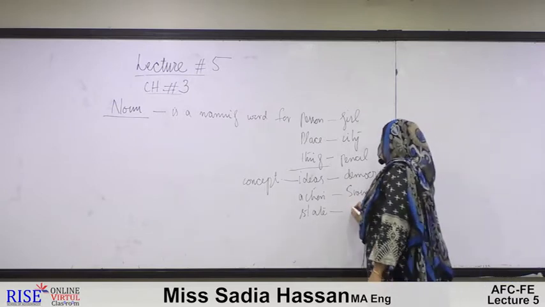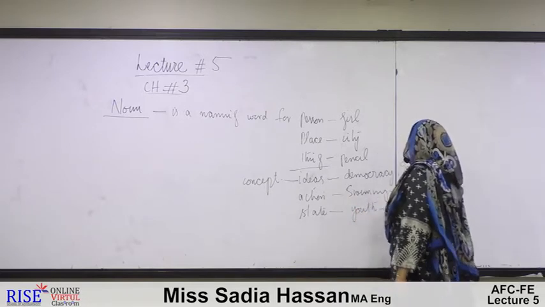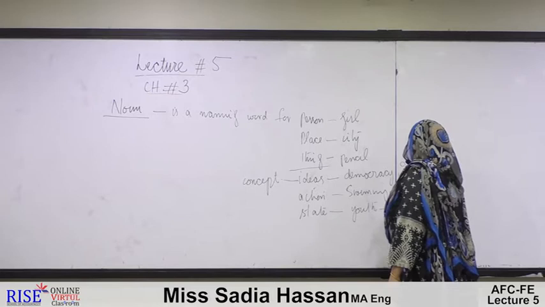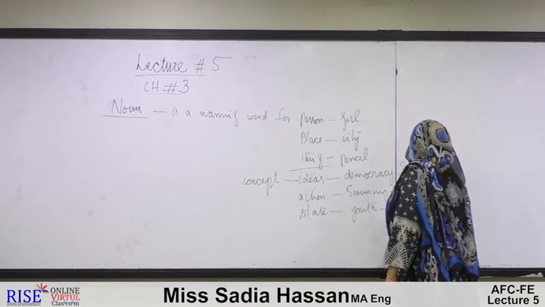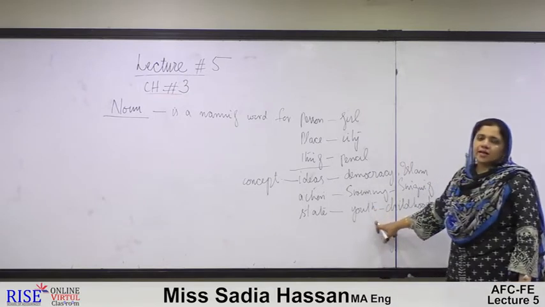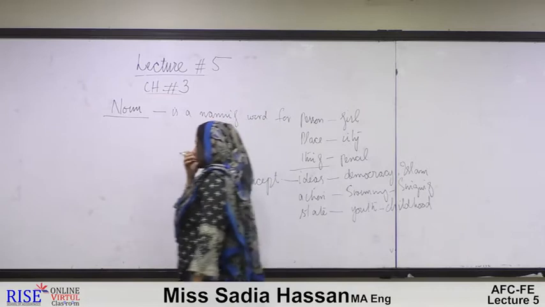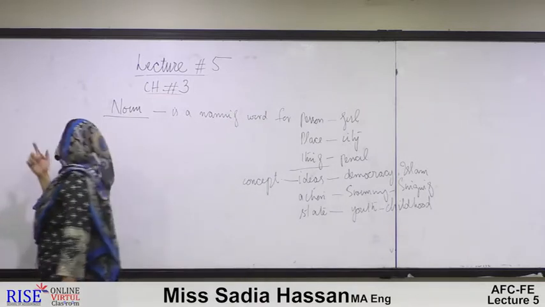State, youth, childhood, that is a state and that is also known as nouns. This was all with the definition of the noun. Now we see in detail about different kinds of noun.